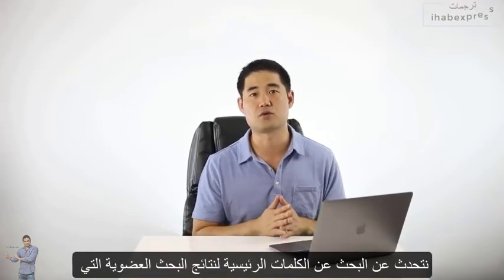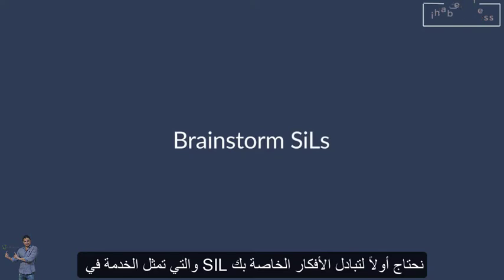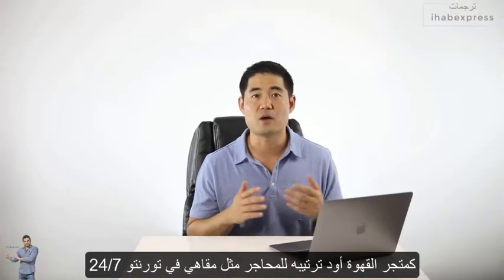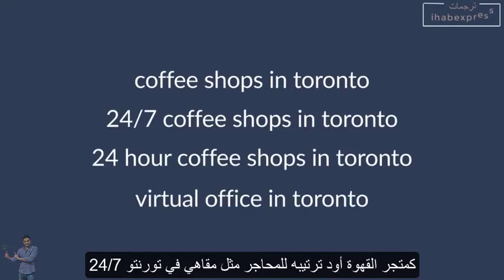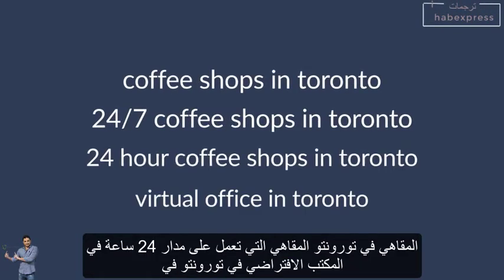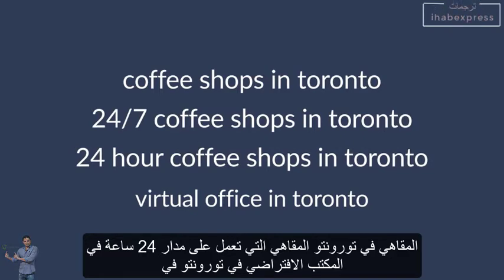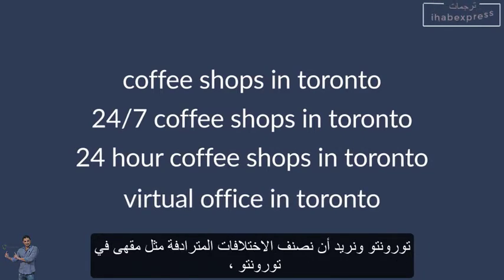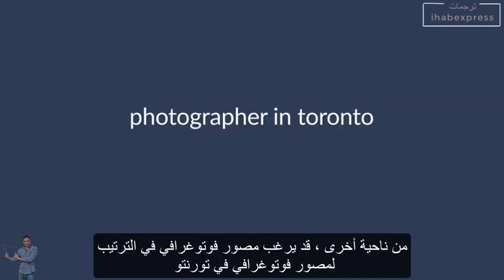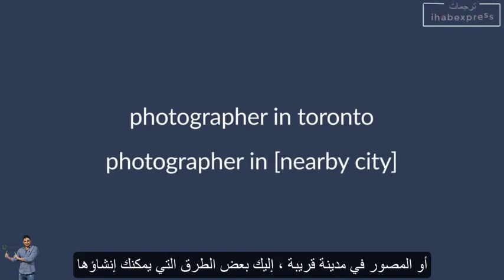the organic search results. First, we need to brainstorm your SILs, which stands for Service in Locations. As a coffee shop, I'd want to rank for queries like these: coffee shops in Toronto, 24/7 coffee shops in Toronto, 24-hour coffee shops in Toronto, virtual office in Toronto, and we want to rank for synonymous variations like cafe in Toronto. A photographer, on the other hand, might want to rank for photographer in Toronto or photographer in a nearby city.